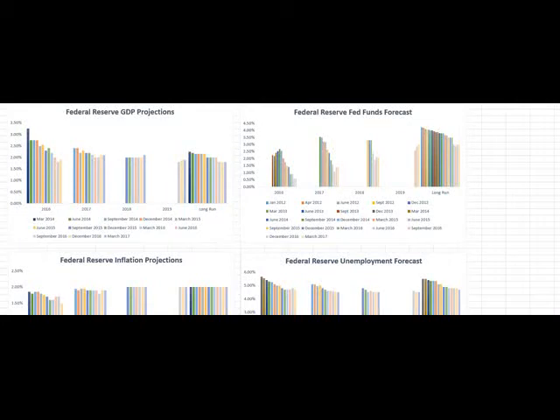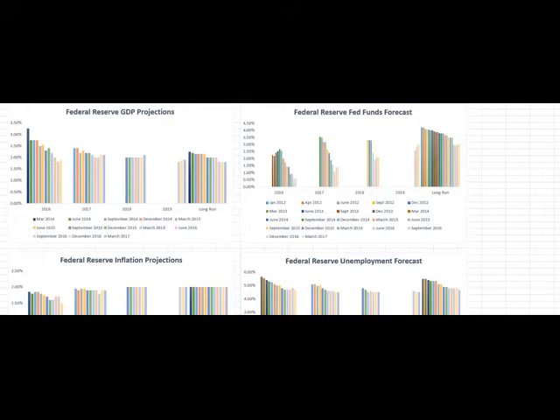Today I'm going to talk about the Federal Reserve. A couple weeks ago, the Federal Reserve met and decided to raise the Fed funds rate, and it is now between 0.75% and 1%. The Fed funds rate is considered a benchmark for interest rates throughout the economy, although lately I've drawn a lot more towards, personally, the 10-year treasury as opposed to the Fed funds rate.